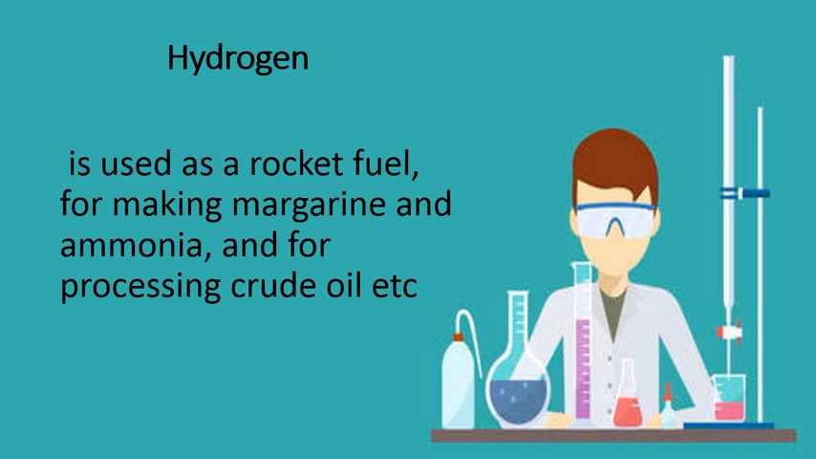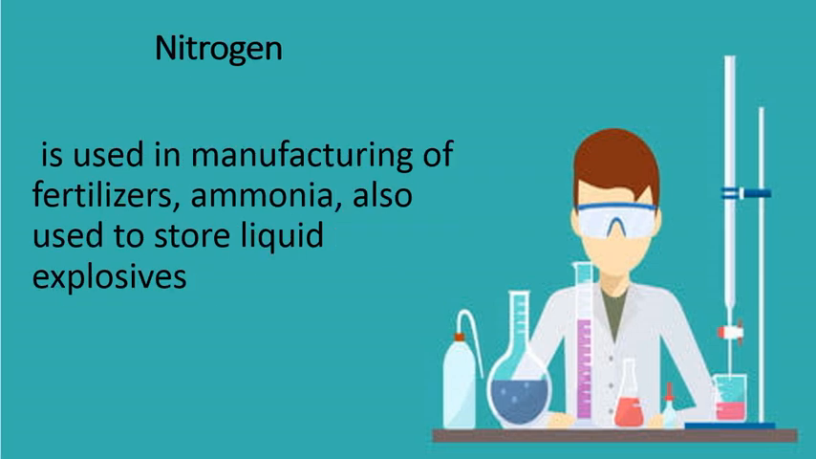Hydrogen is a non-metal and it is a gas. It is used as a rocket fuel, for making margarine and ammonia, and for processing crude oil, etc. There are other uses of hydrogen written in your book. Please read them from your book. This is nitrogen. Nitrogen is also a non-metal and a gas. It is used in manufacturing of fertilizers. Ammonia is also used to store liquids, explosives, etc.